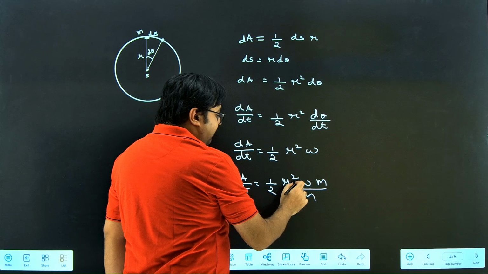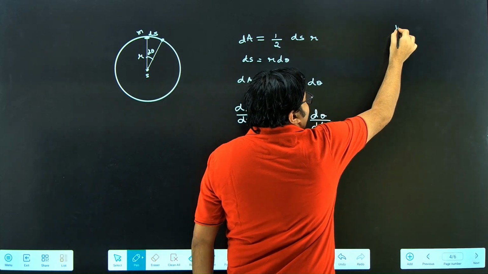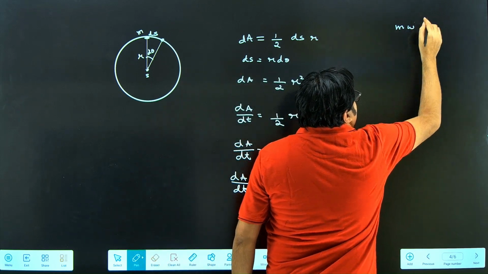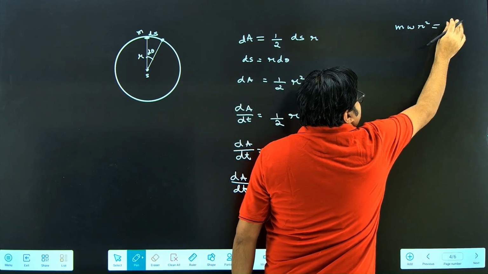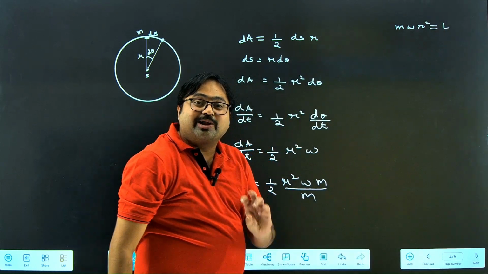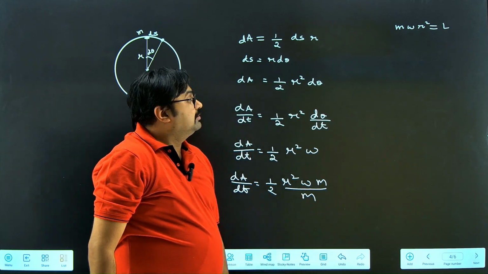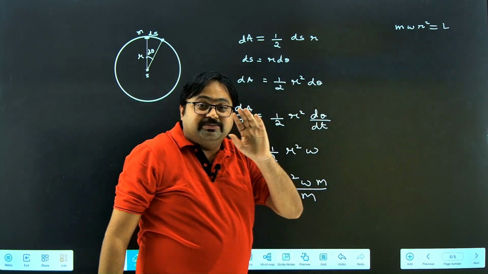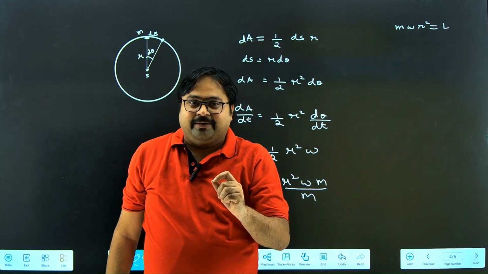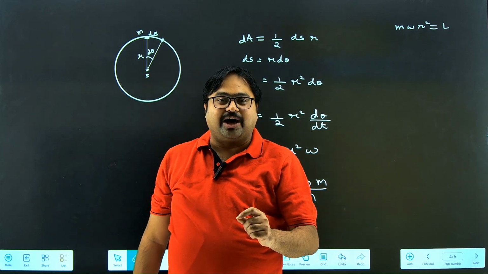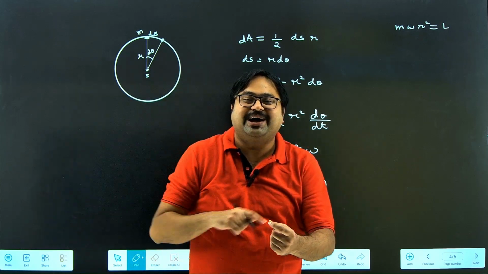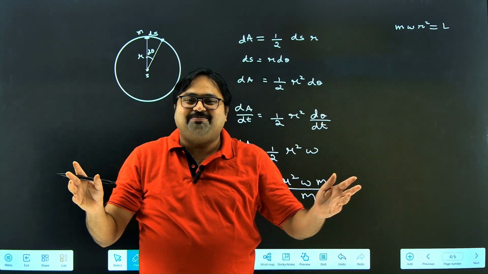Half r square omega m by m, m omega r square out of this is what is known as angular momentum of the planet, the earth. And when the angular momentum is written, in conservation of angular momentum, you have learned that unless there is an external torque, angular momentum is going to remain a constant, and we have the earth going around the sun. There is nobody applying a torque from outside.